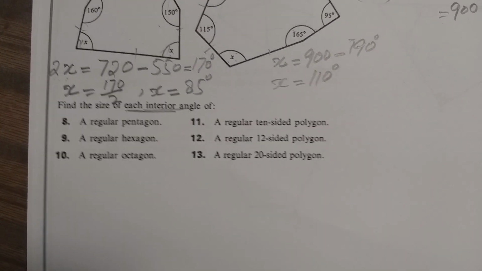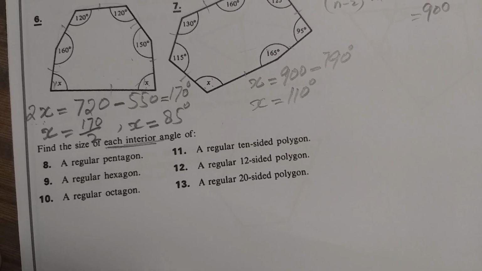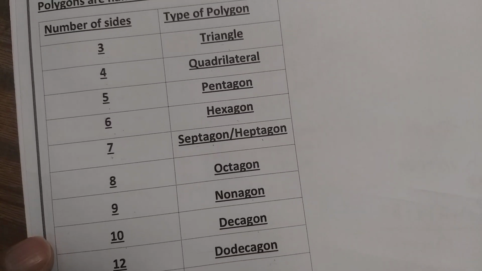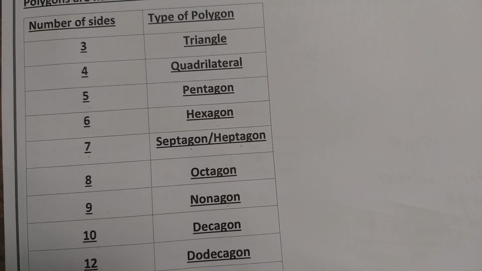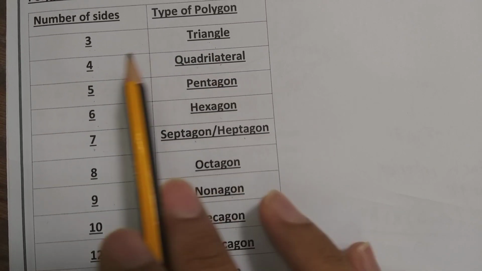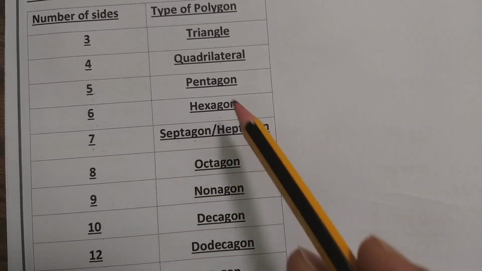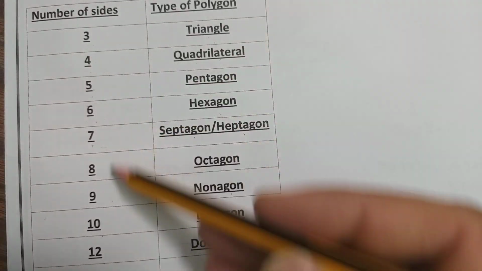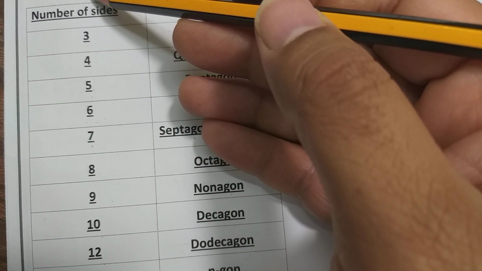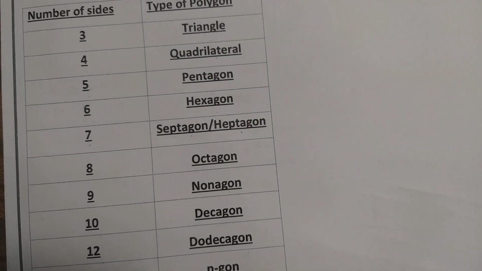First of all, we should remember that in the beginning of the video we have some names of the polygons. These names tell us how many sides the polygon has, because sometimes the question does not give us the number of sides, it just says the name, like triangle. We should know the triangle has 3 sides, quadrilateral has 4 sides, pentagon has 5 sides, hexagon has 6 sides, septagon has 7 sides, and so on. If you remember the number of sides for all the polygons, then it is easy for you to find the solution.